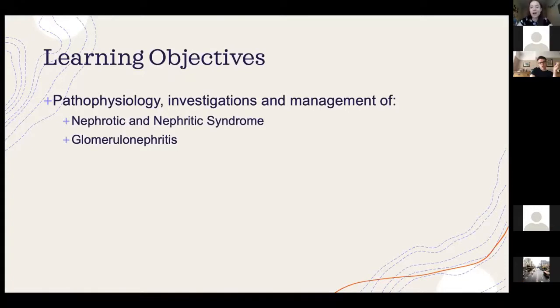I think glomerulonephritis can end up being quite complicated, and you can get bogged down in a lot of the details. So I've really tried to simplify it as much as possible and just do basically what you need to know, the common presentations and the essential management, which is basically all you're going to be asked about in the MCQs.